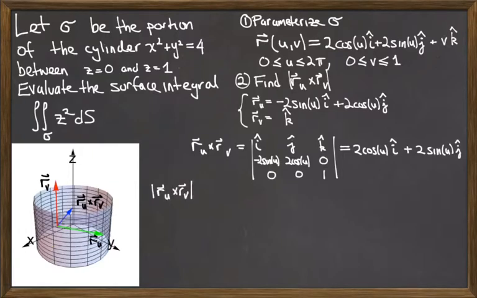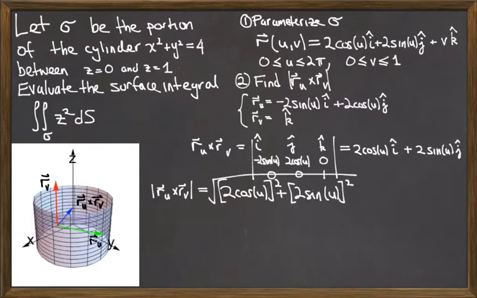Finally, you need the length of that. So take their components and square them, add them together and take the square root. This will be 4 times the sum of the squares of the cosine and sine, and of course that will simplify to 2 using the familiar trig identity.